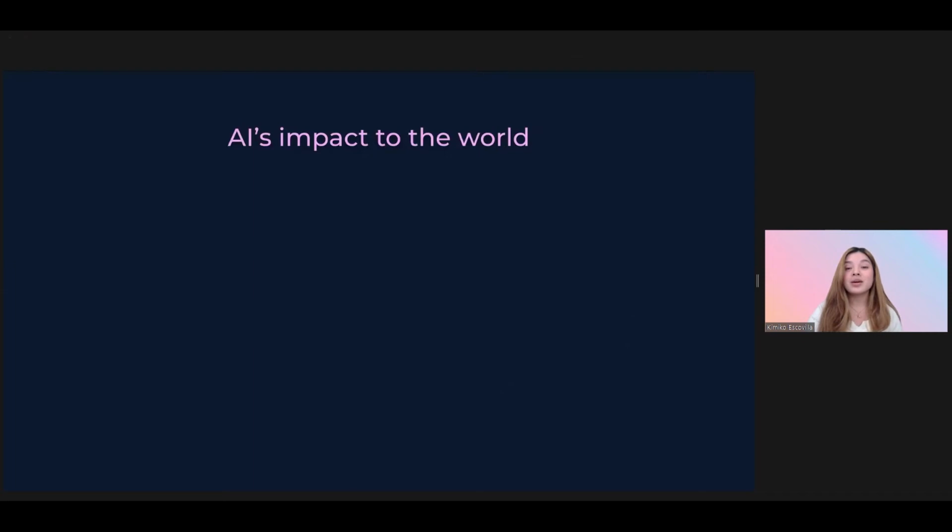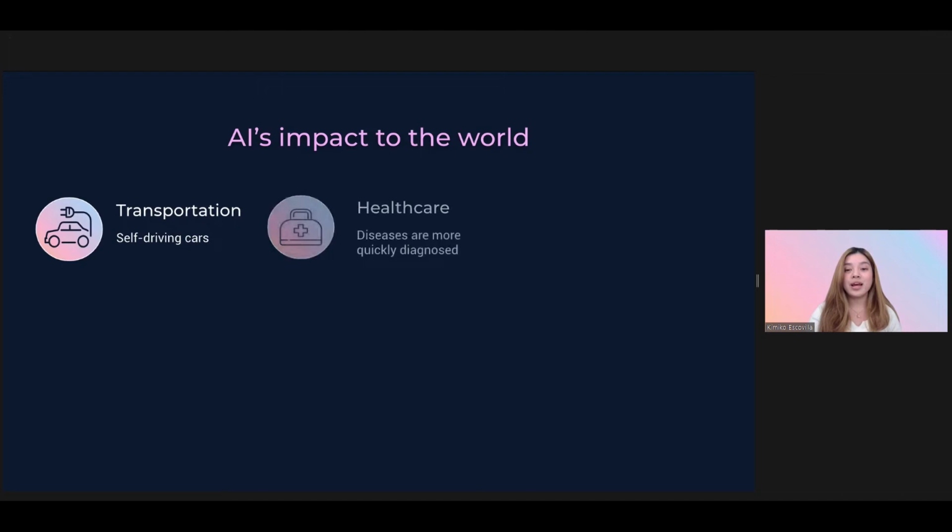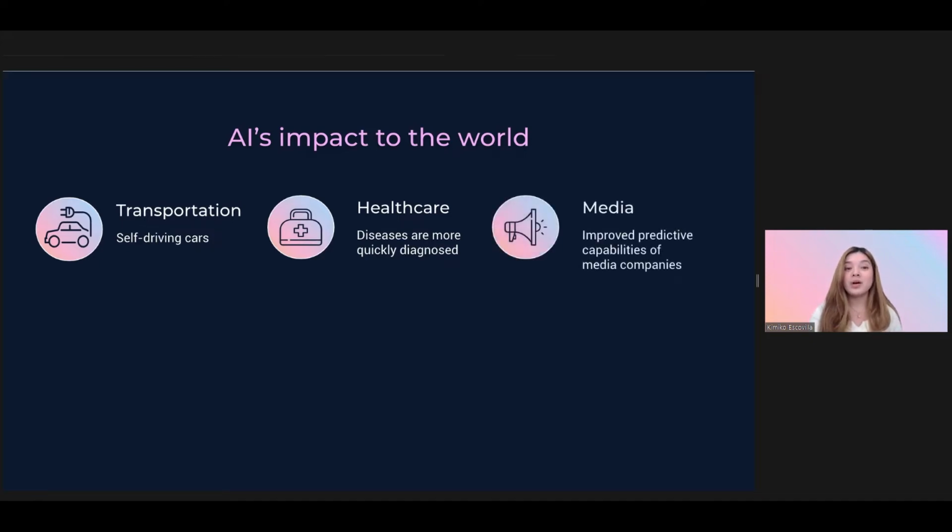Next, let's talk about artificial intelligence's impact on the world. First we have transportation. We have self-driving cars like Tesla. And for healthcare, we have software that lets us diagnose diseases more quickly and more accurately. We also have media, where we use AI to strengthen the predictive capabilities of media companies.